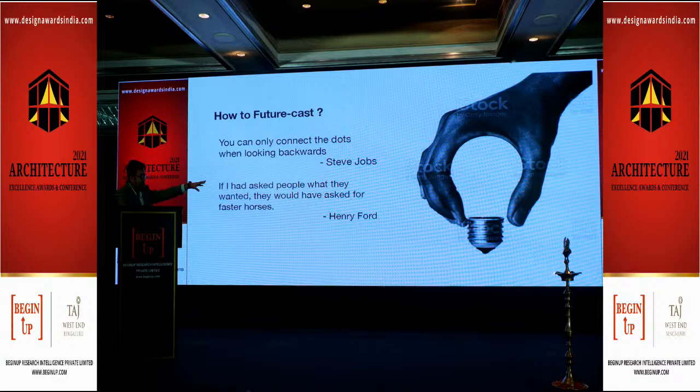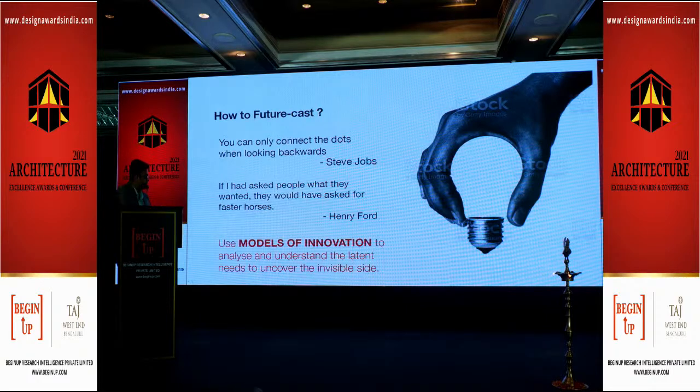Just like this, the picture on the right side, my left side, shows a bulb, but the bulb is actually not there. It's a silhouette of the hand. And so when we look at the processes and the product, what ought to be done is a system that actually shows the latent needs of the user. And so use models of innovation to analyze and understand the latent needs and uncover the invisible side, which is what model innovation is all about.